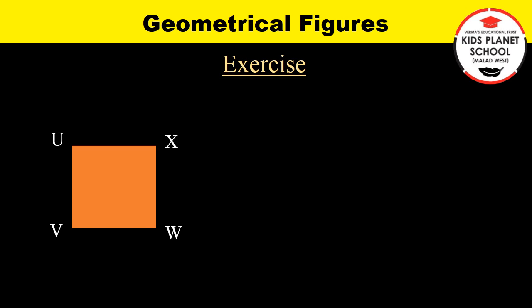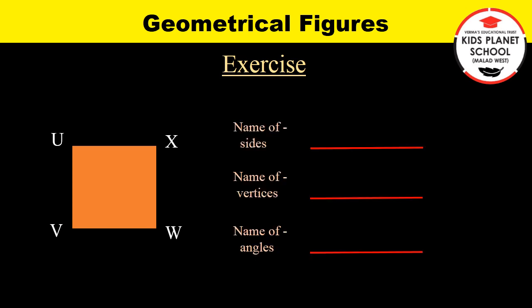This is a square. The name of the square is UVWX. Our first question is name of sides. Children, we have to give the name of sides we see in this square. Side UV, side VW, side WX, and side XU.